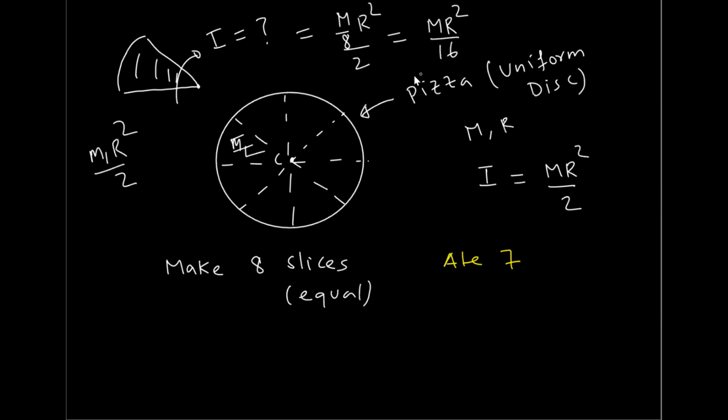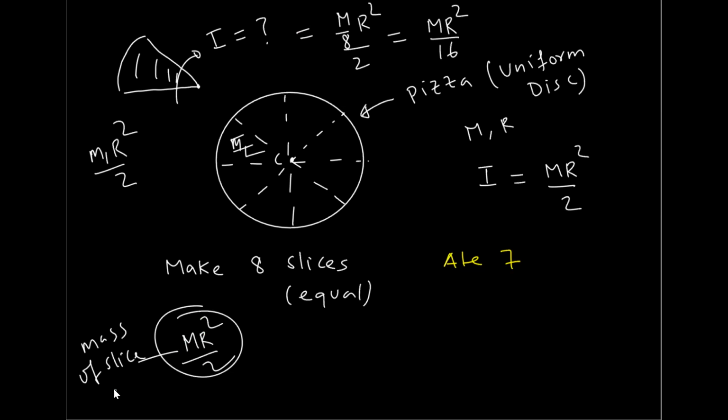Sometimes they may ask question like this. They have made 8 slices, but each slice has mass m itself. Then what do you do? It's just mr square by 2. Fantastic. In that case, just mr square by 2. You understood? So this is the mass of slice. So they might trick sometimes using such language. So you have to be careful.